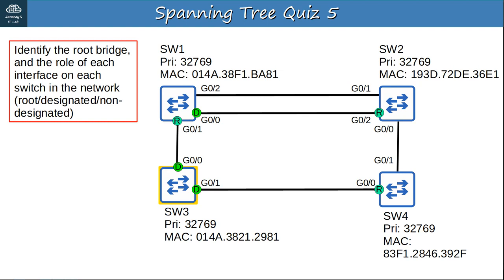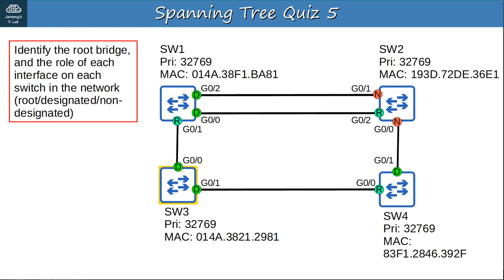And these are the remaining connections. In each case, the interface on switch 2 is non-designated, because it has a higher root cost. Always remember to check that there is one designated port for each connection, each collision domain.